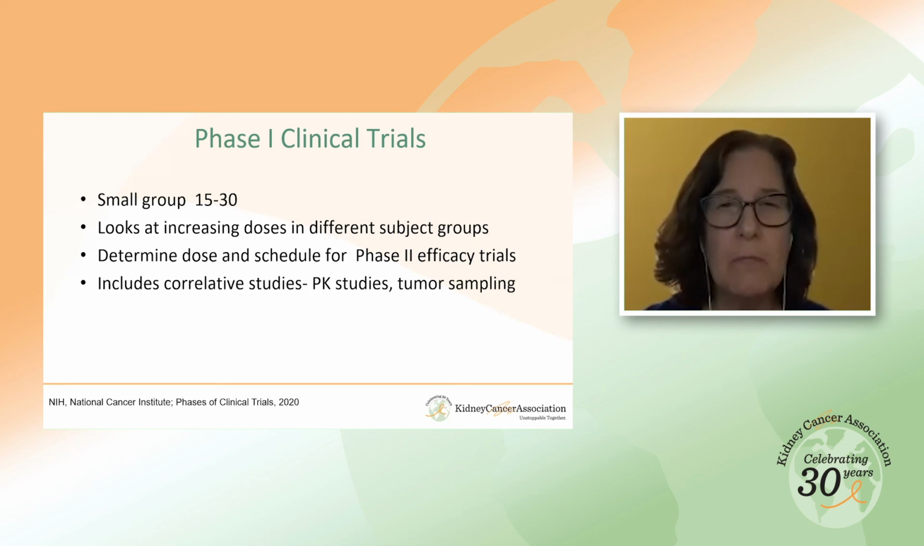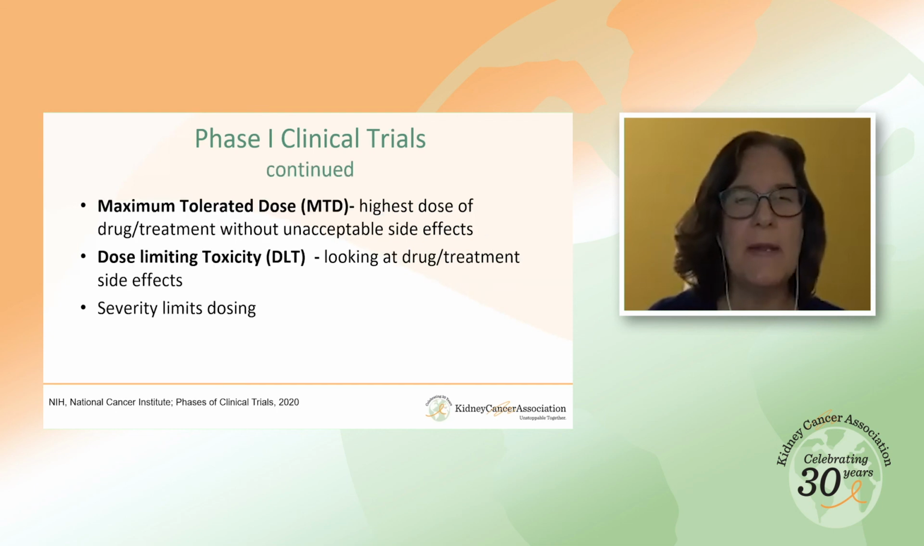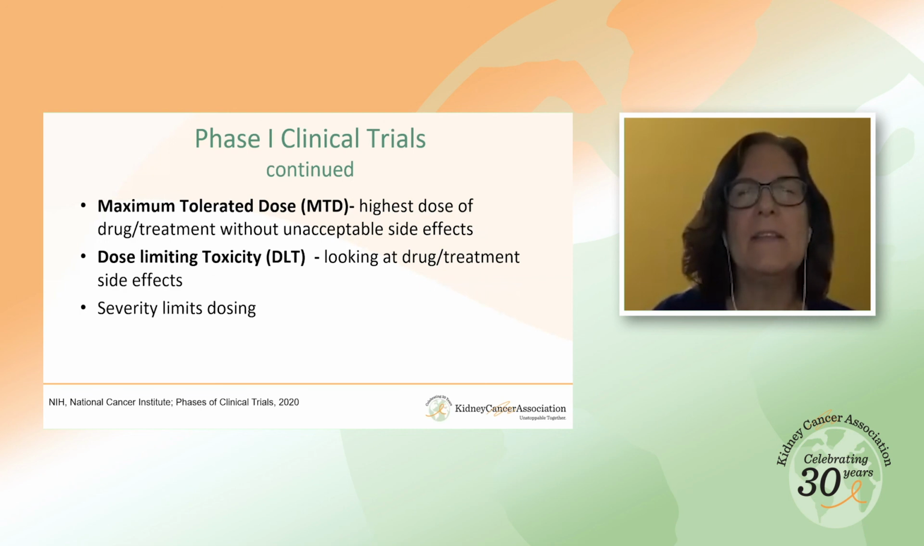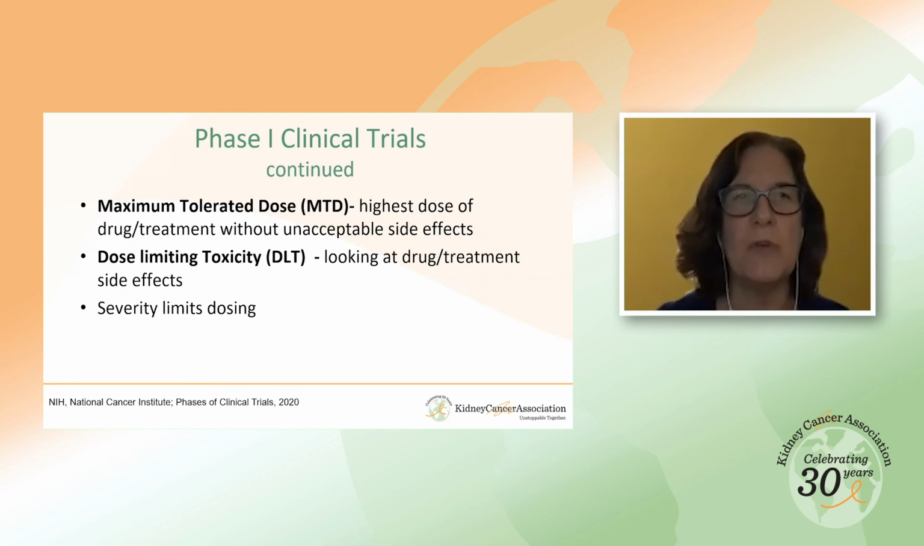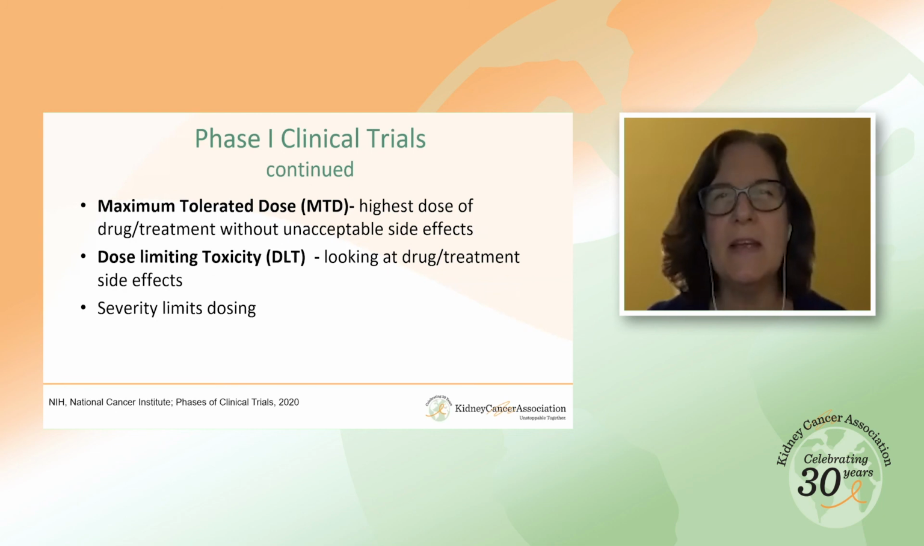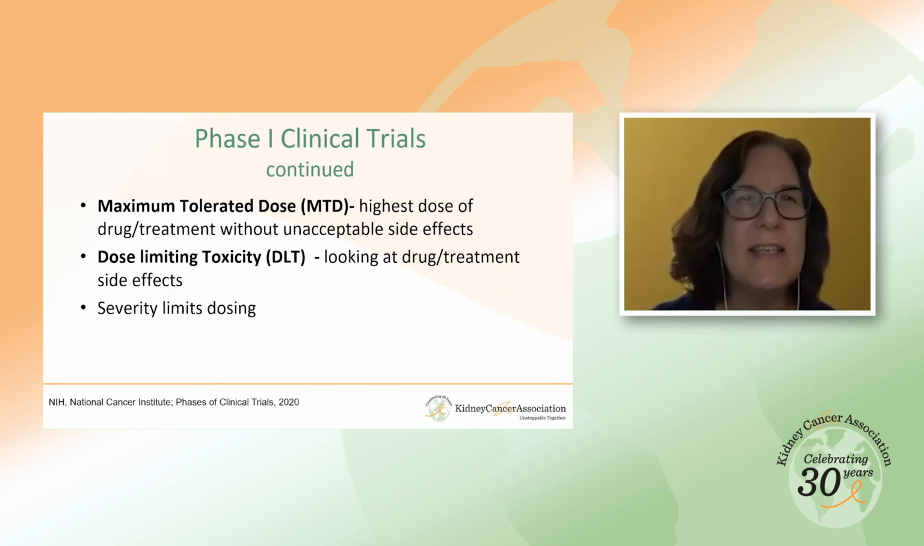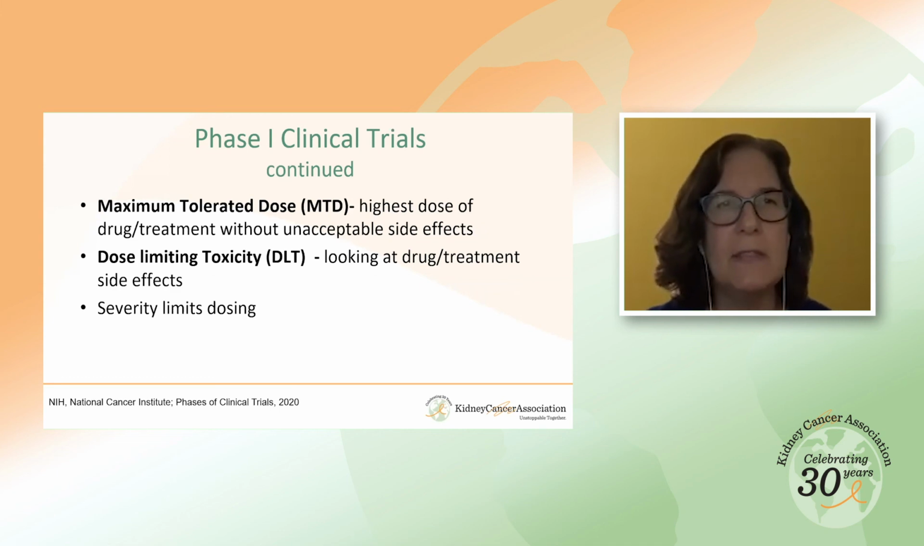To continue, in my next slide, phase 1 trials are also looking at the maximum tolerated dose and the dose-limiting toxicity. This is terminology you might hear with a phase 1 trial. The maximum tolerated dose is defined as the highest dose of drug or treatment without any unacceptable side effects. This dose often becomes the recommended dose in phase 2. The DLT, or dose-limiting toxicity, is determined by looking at drug and treatment side effects.